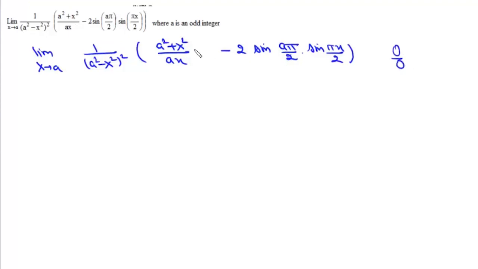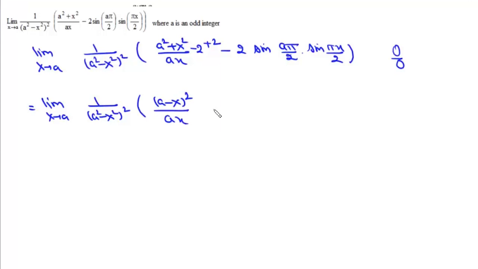Now what we'll do is, we'll subtract 2 and we'll add 2. Now we can write this as limit x tends to a of 1 upon (a square minus x square) whole square, and here it will be a square plus x square minus 2ax, which we can write as (a minus x) whole square upon ax, and then plus, we'll take this 2 common, it will be 1 minus sine a pi by 2 into sine pi by 2x. Now we'll multiply this by (a square minus x square) whole square.